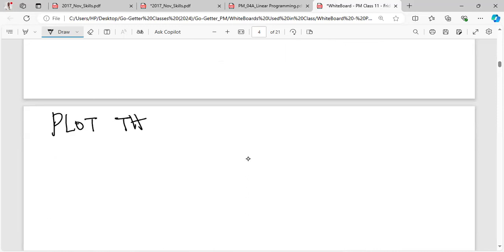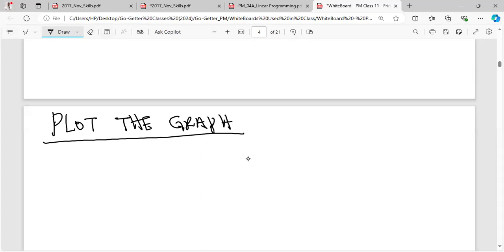Plot the graph. Now, while I may not be using a ruler, you need a ruler in this instance. You need a ruler to help you to plot the graph.